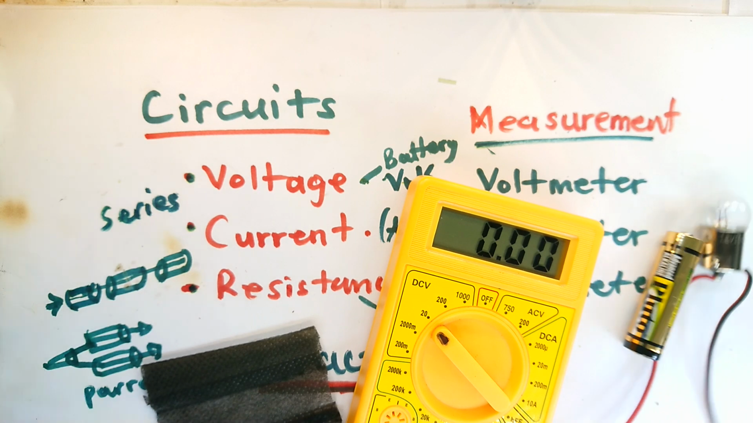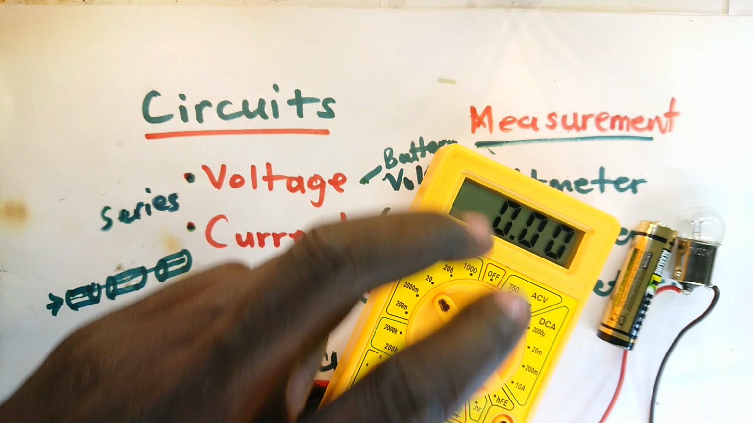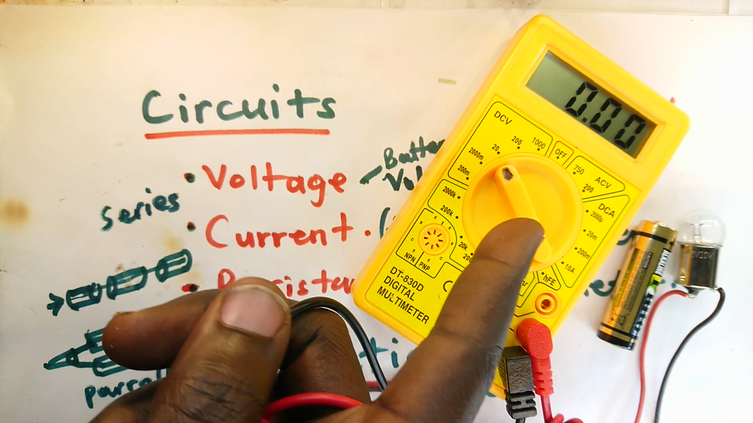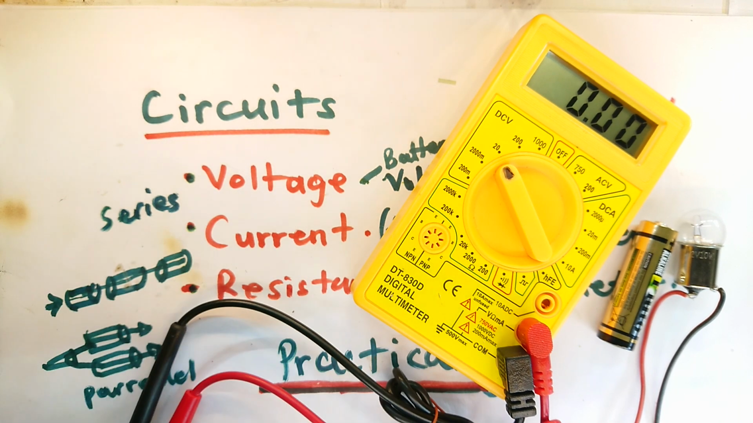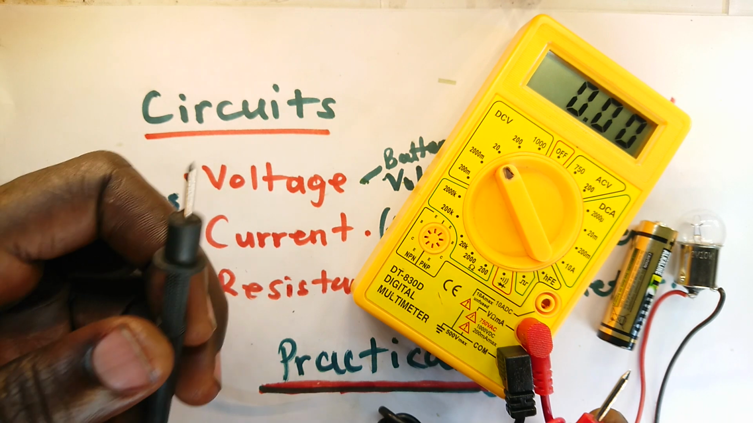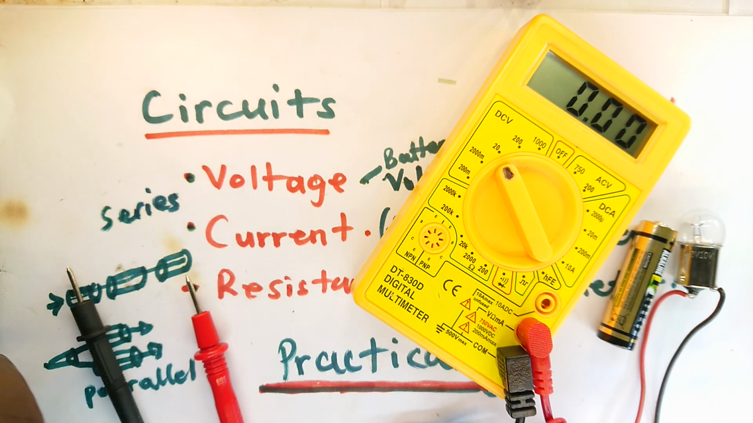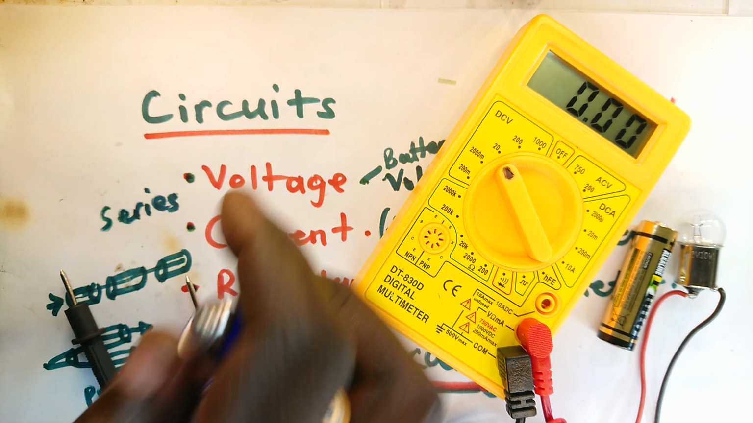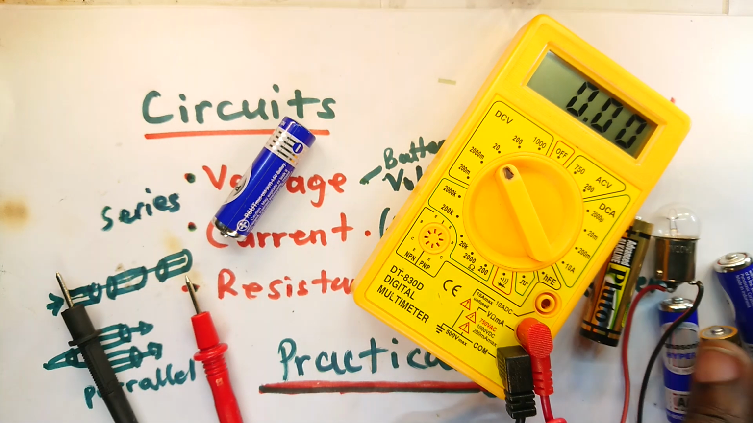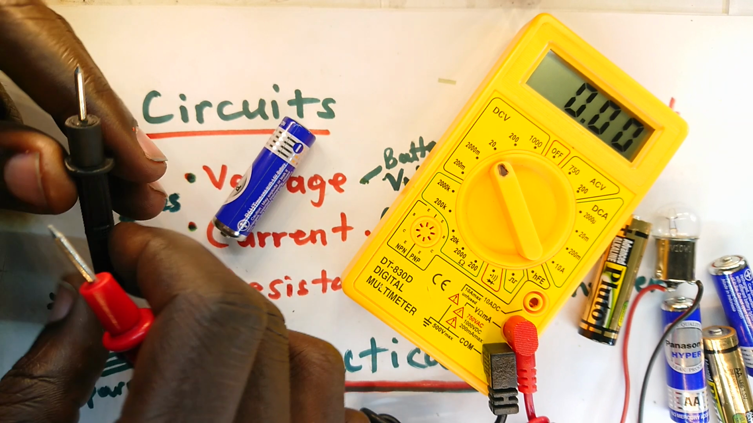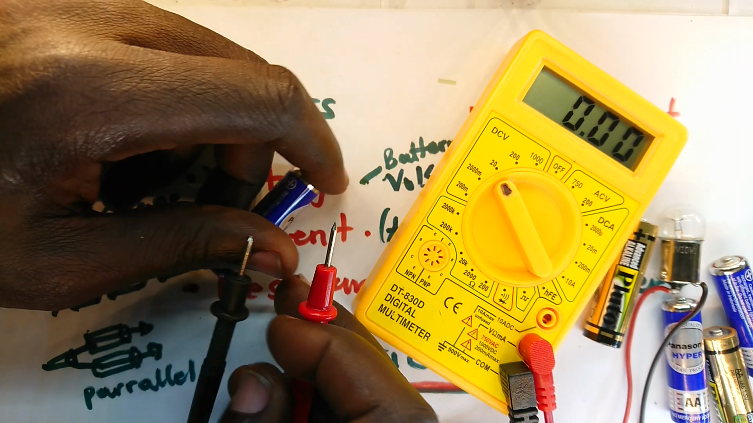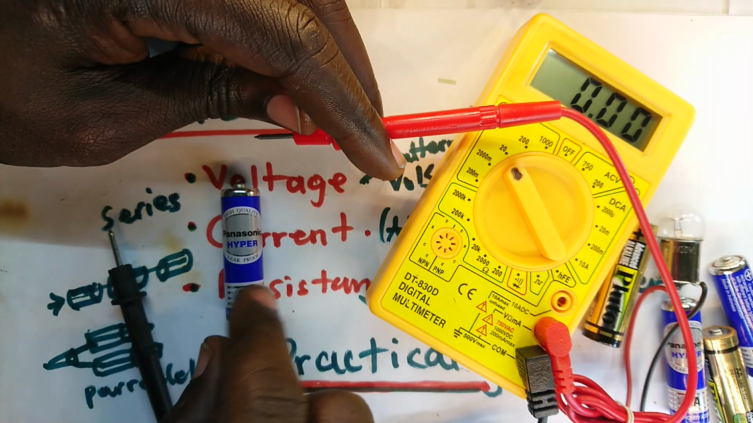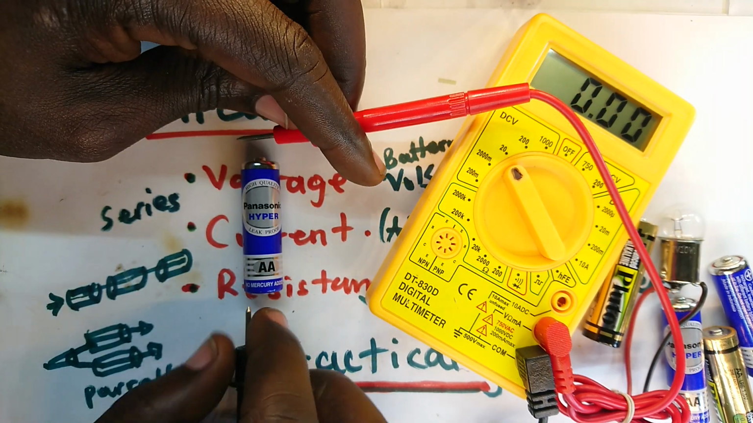Now, whenever we are measuring voltage, we connect the voltmeter. Pay attention, we're in voltage mode. We connect the voltmeter probes parallel to the device. So let me just get this. Now, I just wanted to show you that this truly is 1.5 volts. The red probe is the positive terminal and the black probe is the negative terminal.